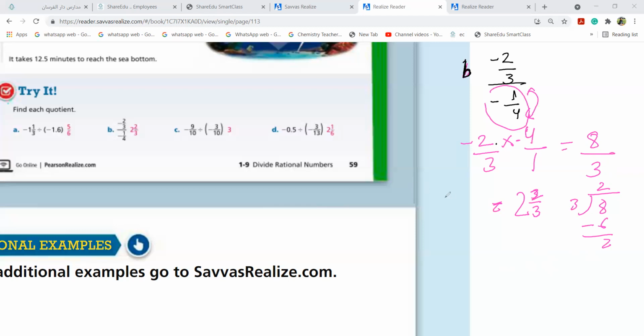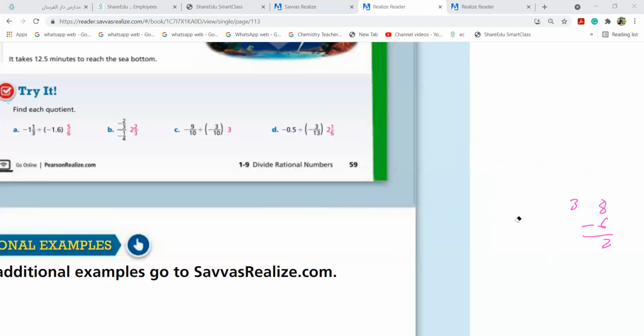Malak, any questions? No, Miss. You multiply the numerator. You multiply the denominator. You did simple division to get your answer. That's what I wrote, 2/3. If you do it, I'll erase and do the next one.